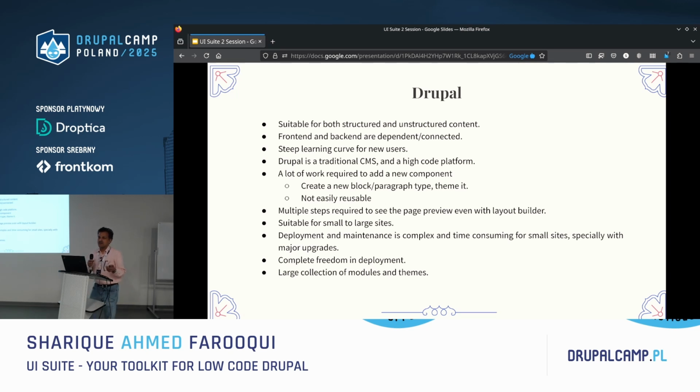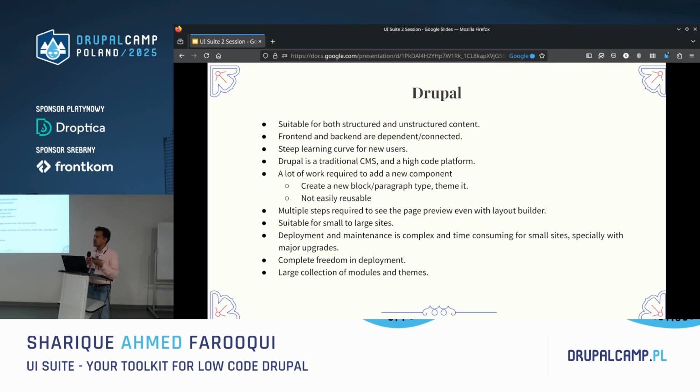We have the latest feature like single directory components, which is a step in that direction. Once we define the component, we can reuse it in multiple places. But still, with single directory components, we define our component in our theme. If I want to use a card component in the article as well as the blog content type or product content type, I still have to write code and update the theme files.